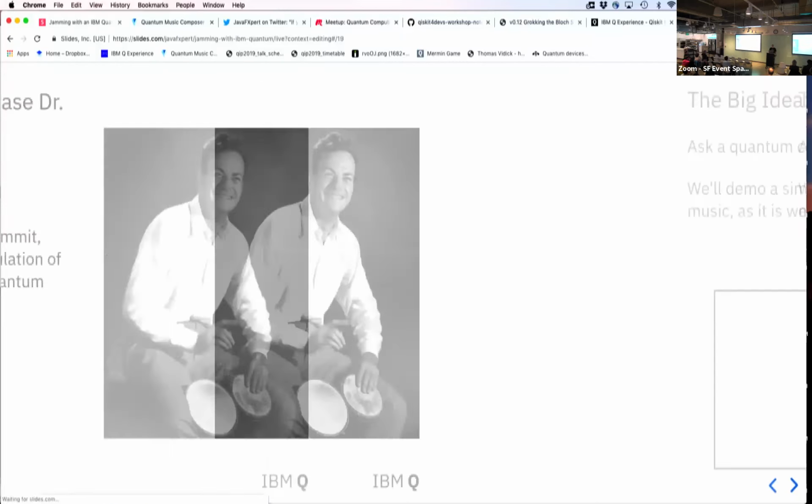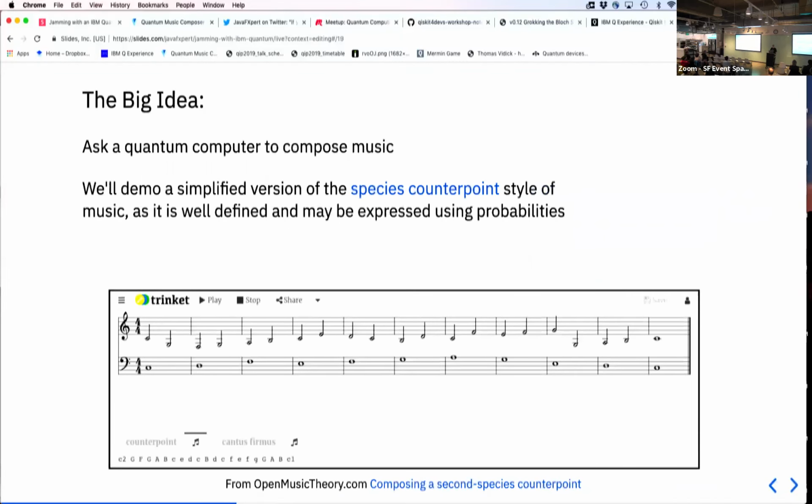So that's my thesis. The big idea is to ask a quantum computer to compose music. And what better music for a quantum computer to compose than one that was invented in the 16th century? And so that's why I'm bringing back species counterpoint. I'm going to play you a little sample of species counterpoint.